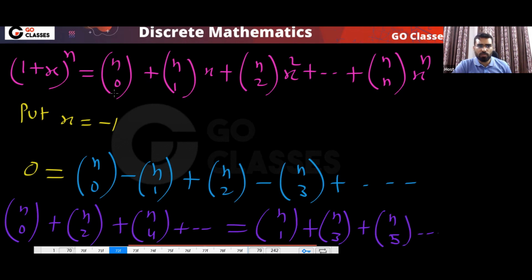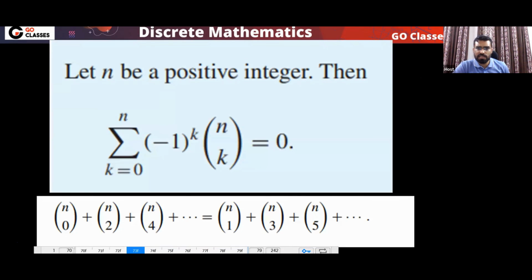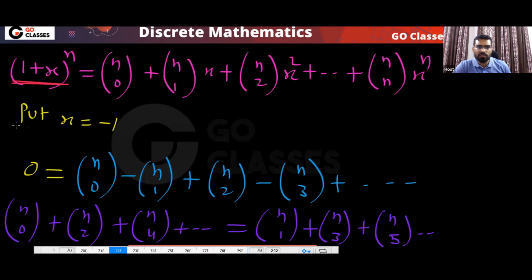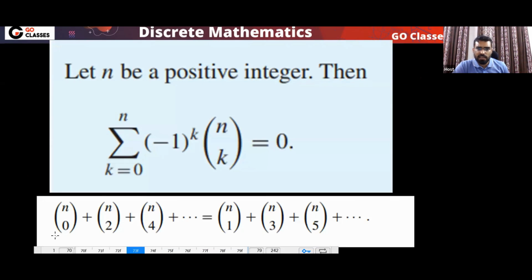Okay, is this clear? So if you put x equal to -1, this will become 0. 0 is equal to alternating plus minus, and it goes on. So I can say the summation of even binomial coefficients is equal to the summation of odd binomial coefficients. Is this clear? Summation of even binomial coefficients is equal to summation of odd binomial coefficients.